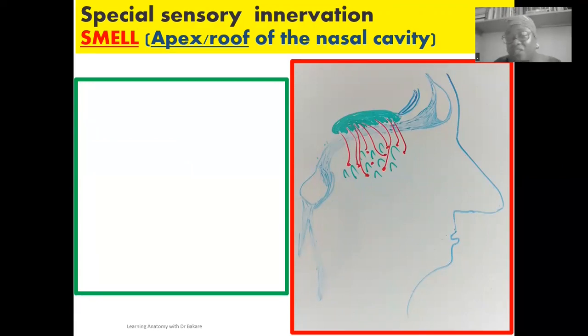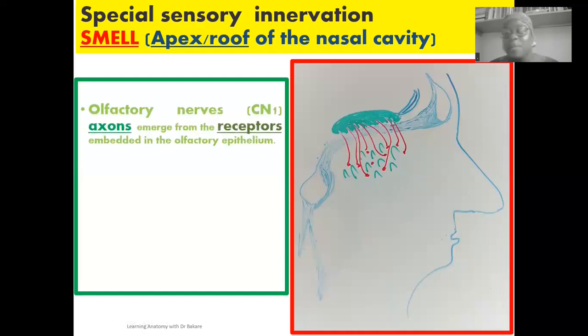This is the configuration of the nasal cavity here. You see that the olfactory region is located at the roof or the apex of the nasal cavity, and this is what is projected in this image. If you look at this structure, you see that we have the olfactory epithelium. These are the olfactory epithelium here, highlighted in green, and this is what is arrowed here in blue. So you have the olfactory epithelium.